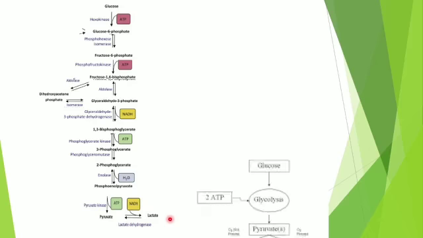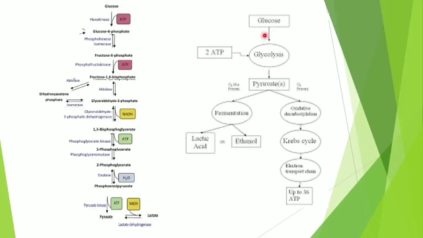This pyruvic acid molecule, it will further undergo reactions to form lactate, but it will depend upon the presence or absence of oxygen. Now here again, glucose, glycolysis taking place, where there was utilization of 2 ATPs. These 2 ATPs, glycolysis to form pyruvic acid molecule, so two molecules of pyruvic acid, pyruvates.